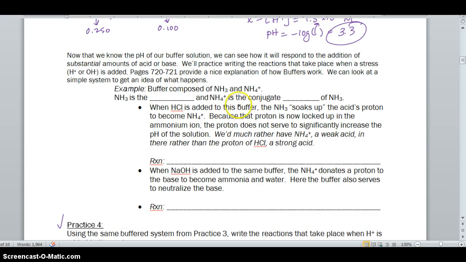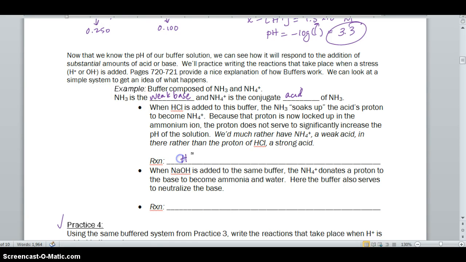Okay, so this kind of takes a break from that example problem. So it says a buffer composed of NH3 and NH4 plus. NH3 is our weak base. NH4 plus is our conjugate acid of NH3. So it says when HCl is added to this buffer, the NH3 soaks up the acid's proton, forming NH4 plus. Because that proton is now locked up in the ammonium ion, it doesn't serve to significantly change the pH. So it's really a matter of neutralizing that H plus, and it's really going to resist the change in pH.